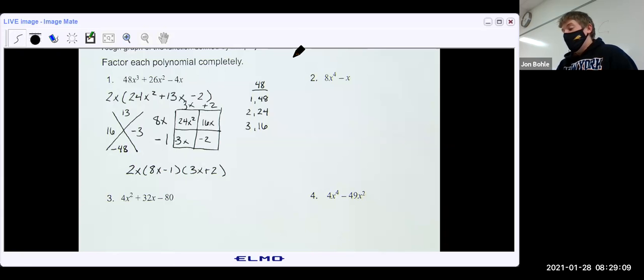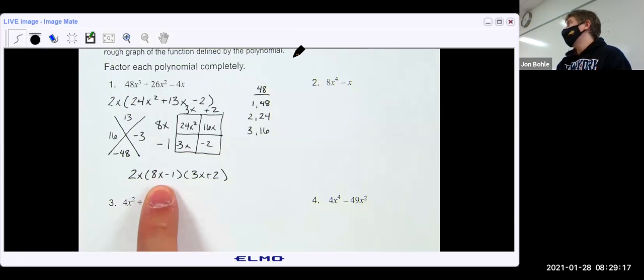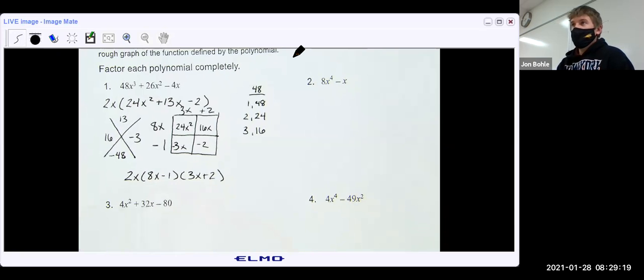Well, we should get in the habit of checking to make sure each factor cannot be factored further. But none of these are perfect squares. None of these are perfect cubes. So we're good. Well, 8's a perfect cube, but x is not a perfect cube. So.